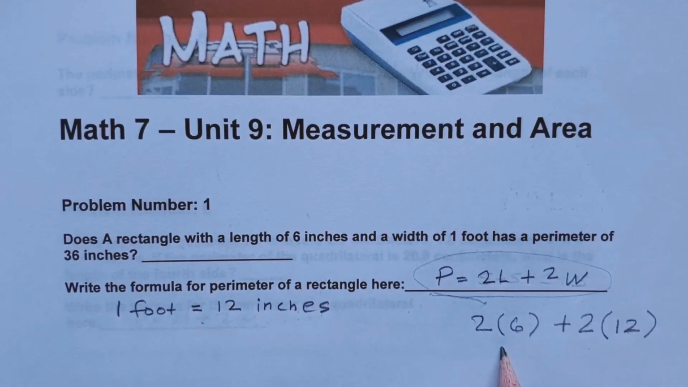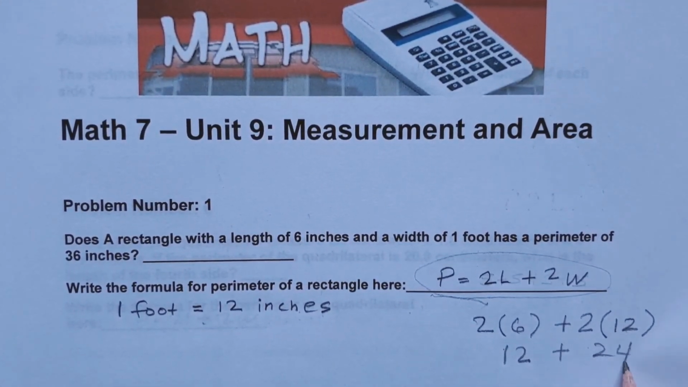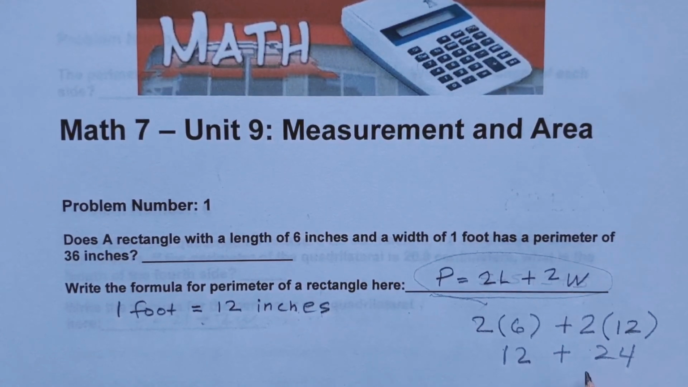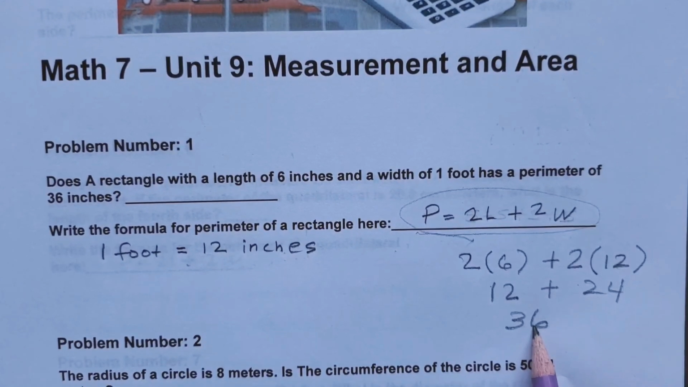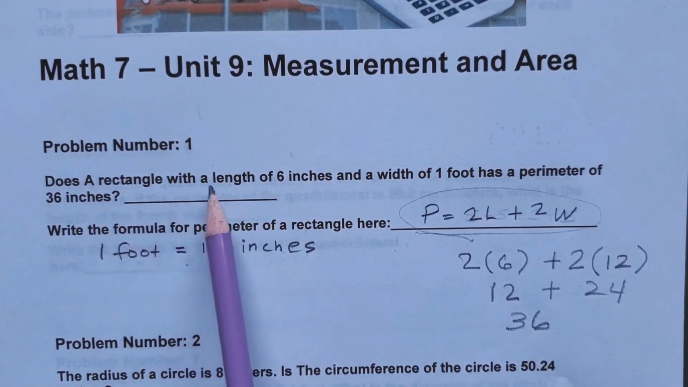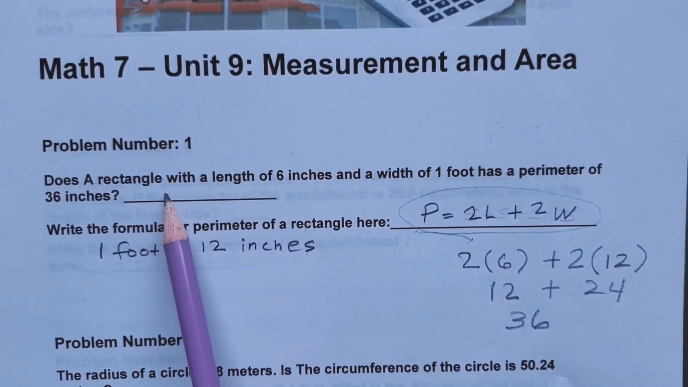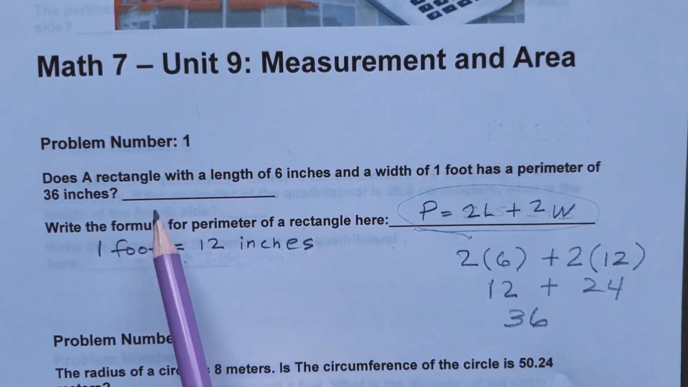Okay, 2 times 6 is 12. 2 times 12 is 24. 12 plus 24 is 36. So, does this rectangle have a perimeter of 36 inches? Yes.